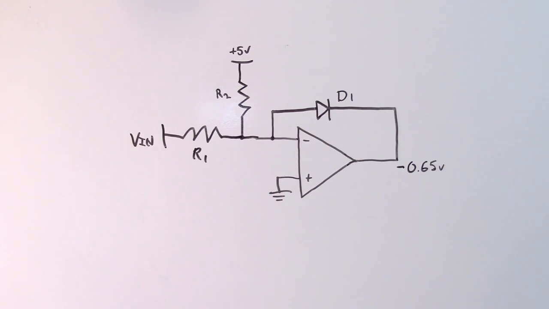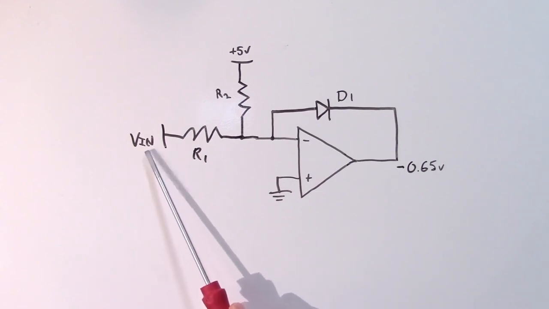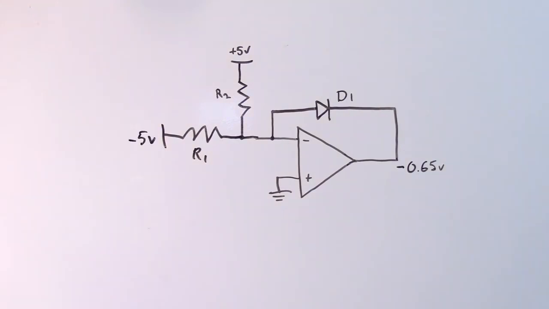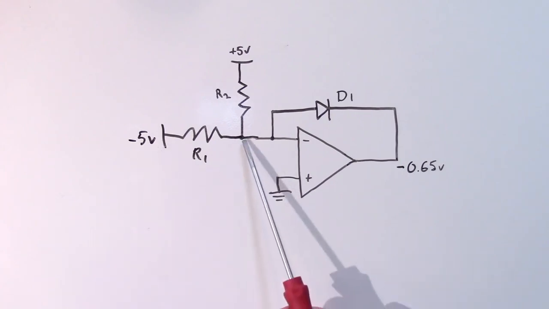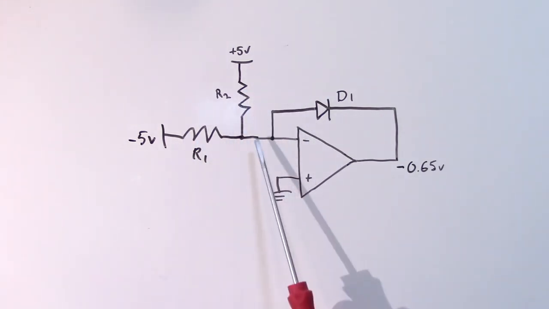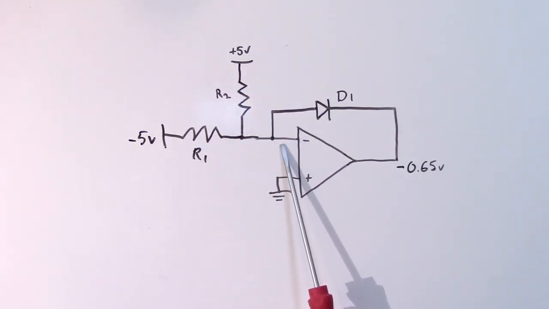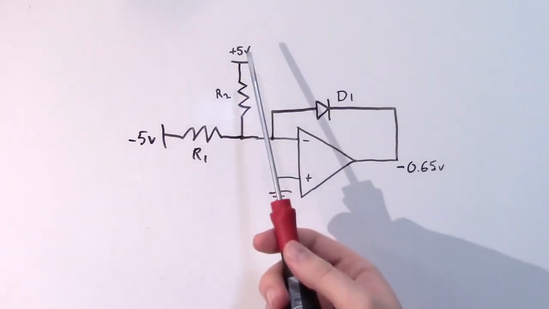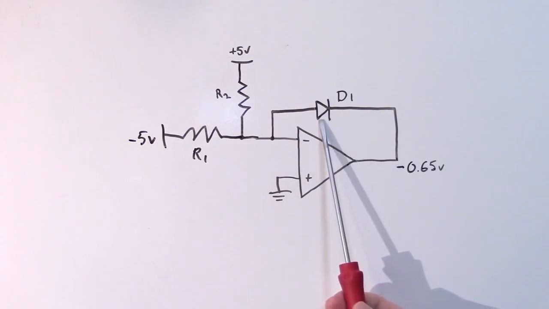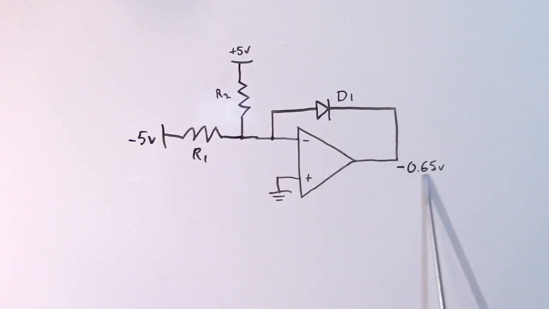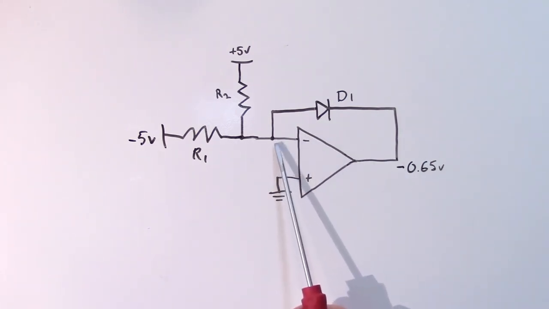And that's really not terribly interesting, but things start to get interesting when Vin starts to become more and more negative. So between 0 and negative 5 volts, nothing interesting really happens because this Thevenin equivalent voltage that's connected to the inverting input of this amplifier is still positive. So as long as it's at 0 volts or above, this diode is going to remain forward biased with the op-amp putting out negative 0.65 volts. And therefore the op-amp will still control this input and it'll stay at 0 volts.